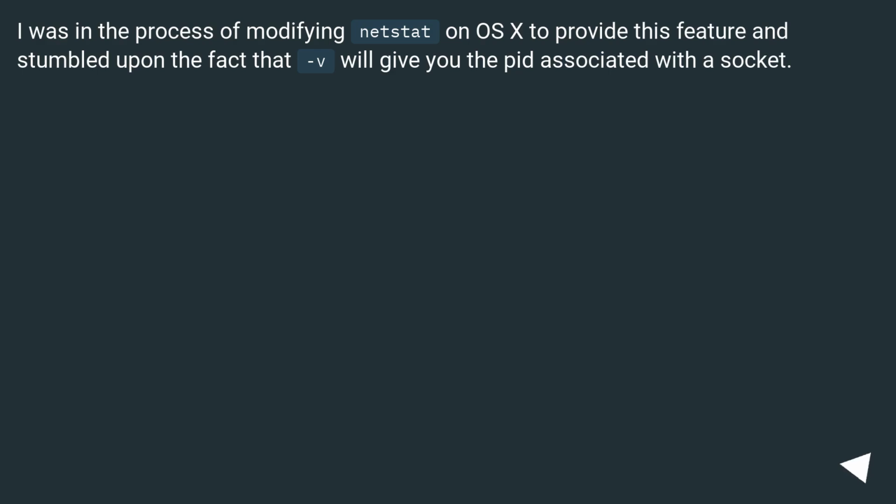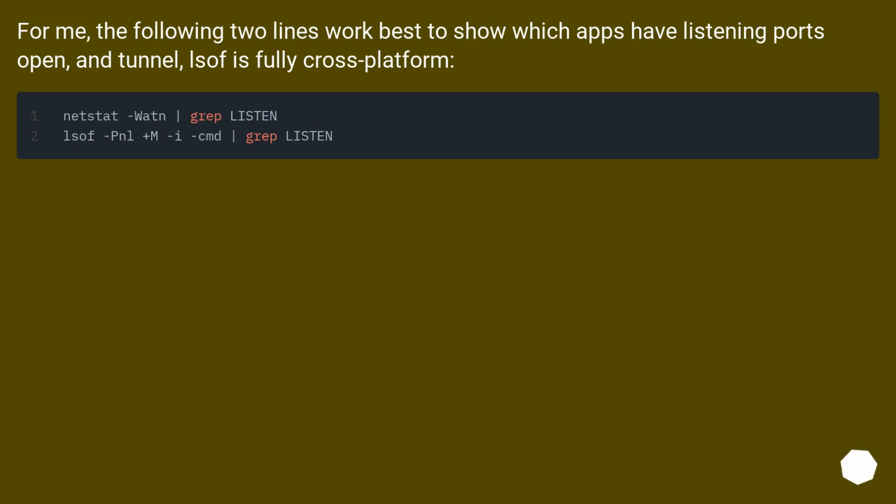I was in the process of modifying netstat on OS X to provide this feature and stumbled upon the fact that -v will give you the PID associated with a socket. For me, the following two lines work best to show which apps have listening ports open, and lsof is fully cross-platform.